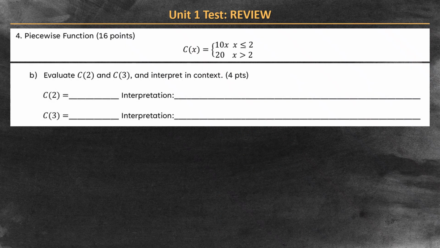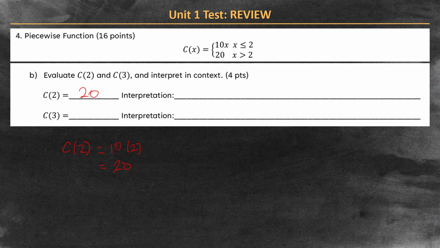It says evaluate C of 2 and C of 3. So C of 2, when x is equal to 2, are we going to use the first one when x is less than or equal to 2, or the second one, x is greater than 2? It is equal to 2, so we need to use 10x. So 10x is 10 times 2, so that's going to equal 20. So C of 2 is 20.